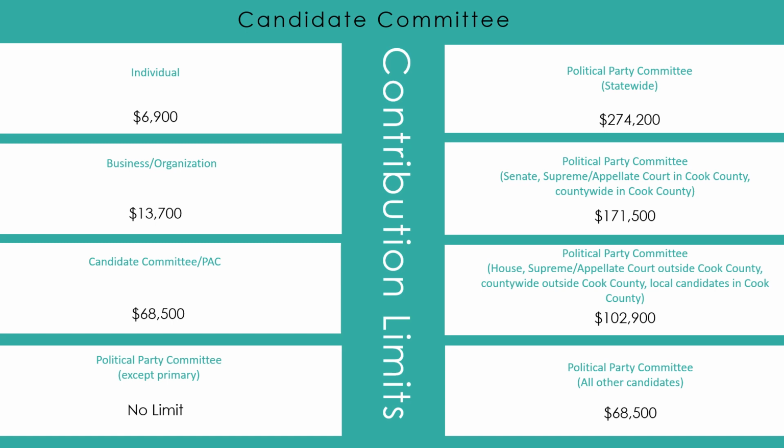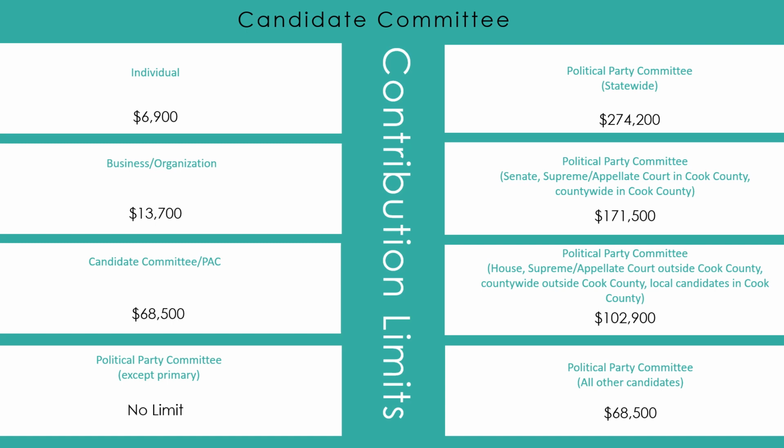Candidates for Illinois House, Supreme, or Appellate Court outside Cook County, countywide offices outside Cook County, and local candidates within Cook County can receive up to $102,900. And finally, all other candidates can receive $68,500 from a party committee during the primary cycle. Once the election cycle resets, the committee is allowed to receive the maximum contributions from each source again, and in the general or consolidated election cycle, there is again no limit from a political party committee.